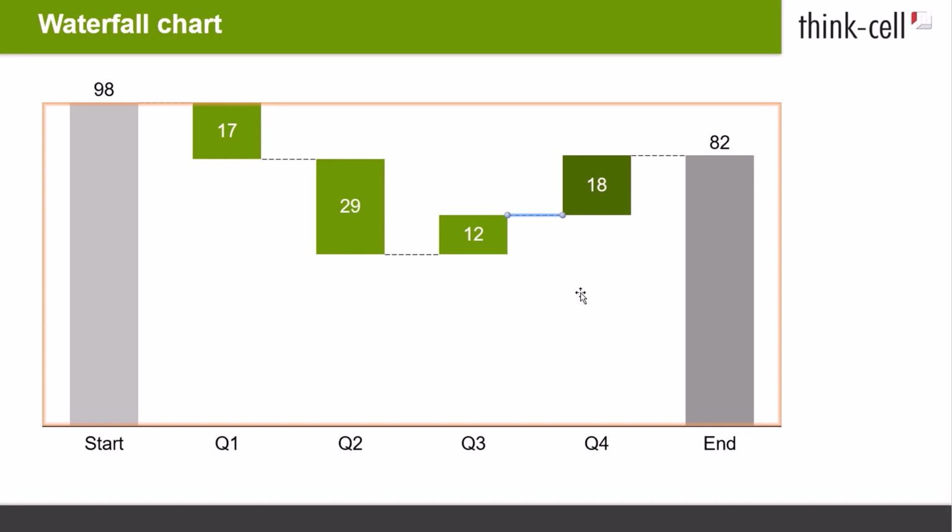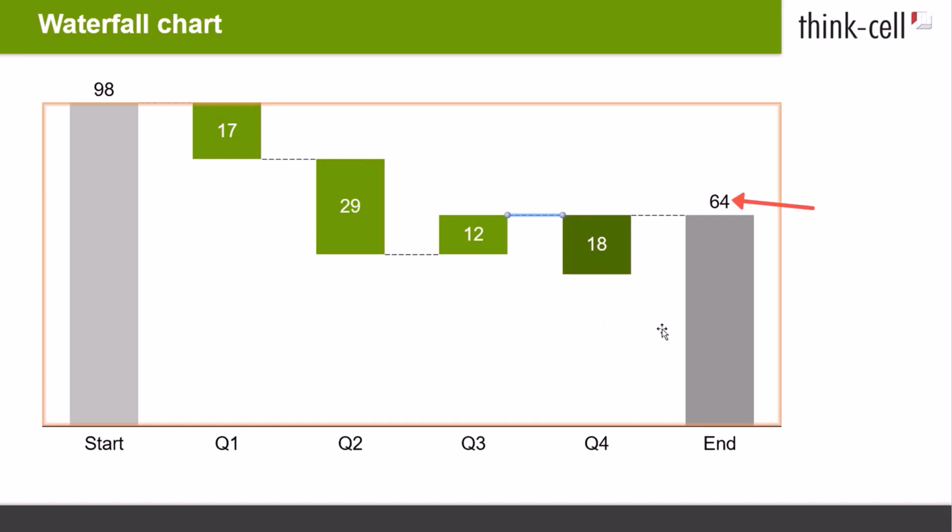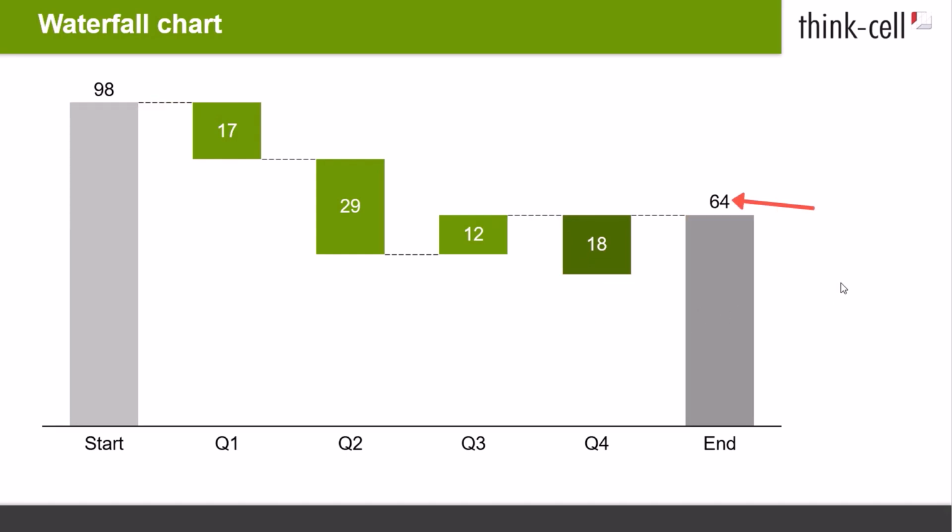Whenever you reposition a connector, the entire chart rearranges to accommodate the change and all equals columns are updated. Please be aware that if you move a connector, the meaning of your chart may change.